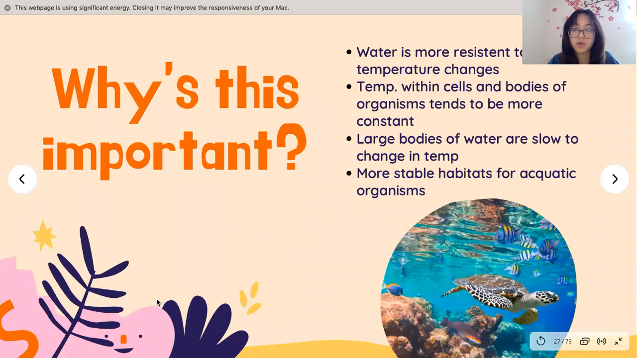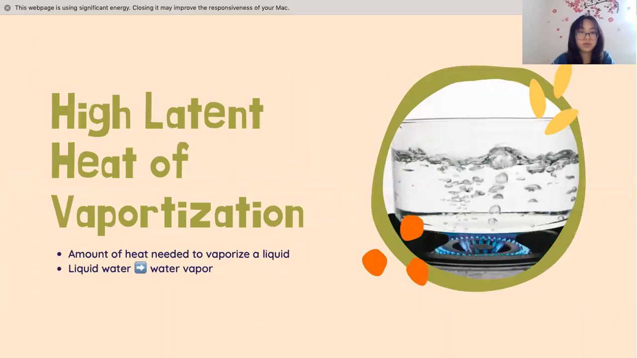So this is important because water is more resistant to temperature changes. Within the body, the temperature becomes more constant. There's not a lot of difference. And then in large bodies of water, it becomes a more stable habitat for organisms, especially for the aquatic ones.